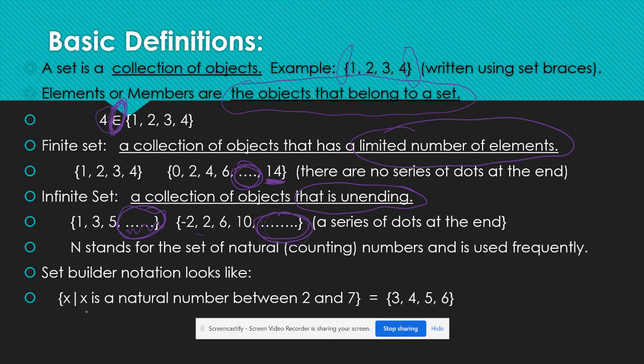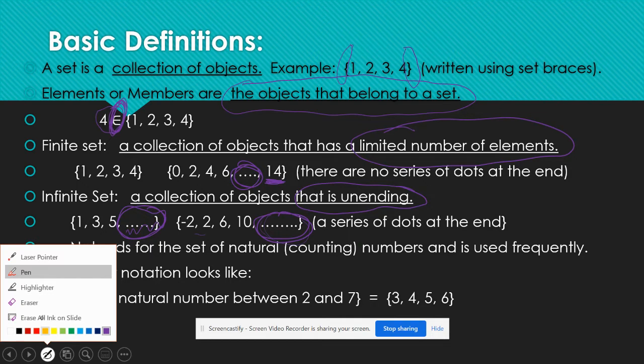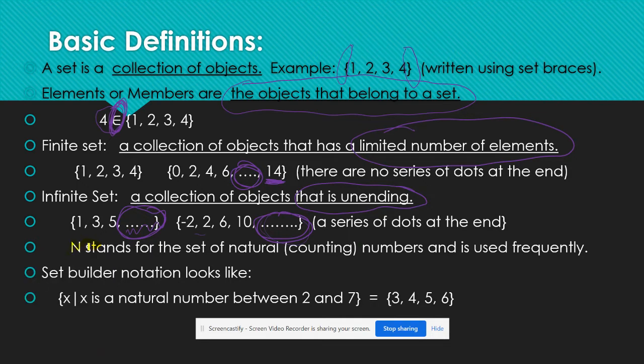A few other things we want to make sure that we note, and that is the capital letter N. So N here stands for the set of natural numbers or counting numbers. Counting numbers are 1, 2, 3, 4, 5, and so on.